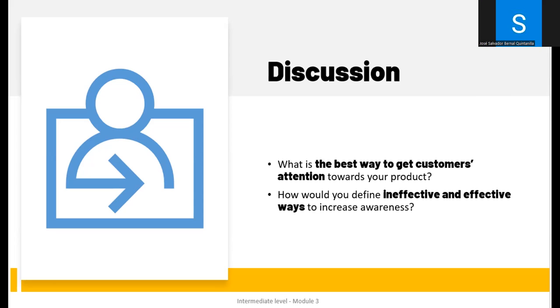I think an effective way to increase awareness is by TV, social media. Very good, Salvador. Yes, as Carlos was saying, I think, functionality. If it functions, right? If my message is working, if my message is effective. Effective means that I make people aware of my product, right? So yes, that's correct.